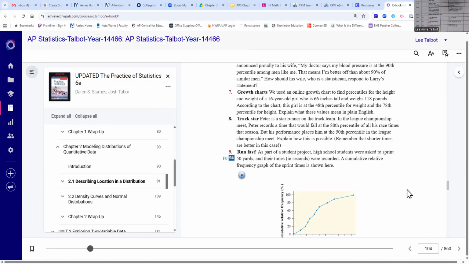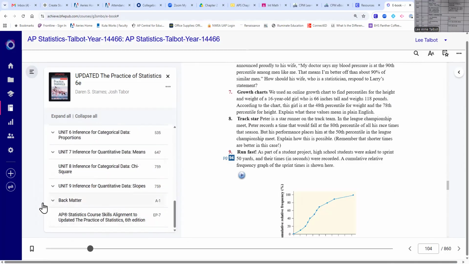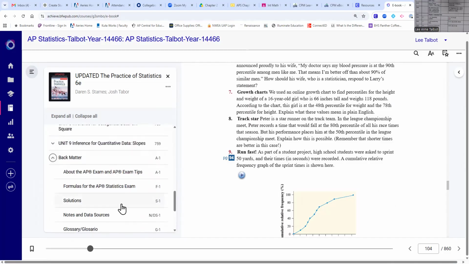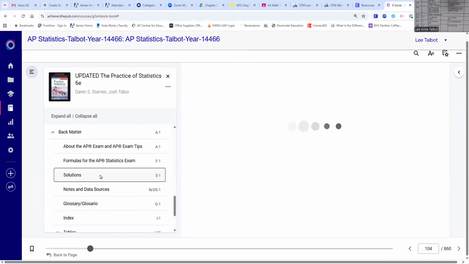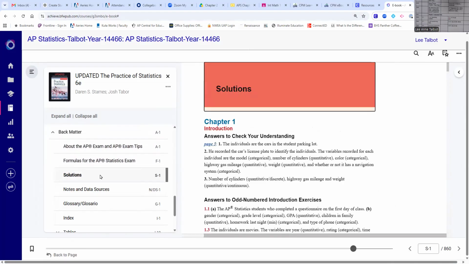And then the next thing you need to know is that if you scroll down all the way over here, there's a section called back matter, which I think is just hilarious because why would they call it back matter? But whatever. And solutions are back here for the odd problems. You can click the solutions. Now, I don't love their solutions. I don't know if you noticed on Google Classroom, I posted my own. Those are to be used for good and not evil.